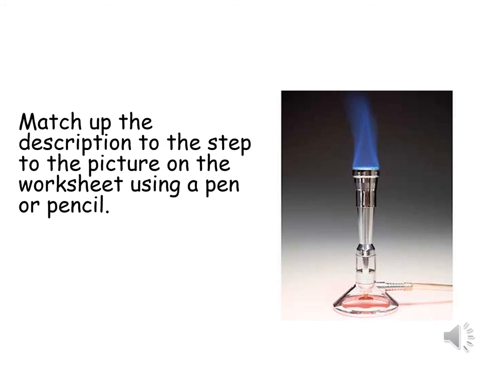Now that we've gone through the steps of how to safely light up a Bunsen burner, I'd like you to turn over your page in your Year 6 induction booklet to where it says using a Bunsen burner safely. What I would like you to do is match up the descriptions that you have on the left-hand side of your sheet. You should have 5 boxes. I want you to match them up, whether they are step 1, step 2, step 3, step 4, or step 5. And then I want you to match it to the picture that goes with that step. So that's the next task that I would like you to do.